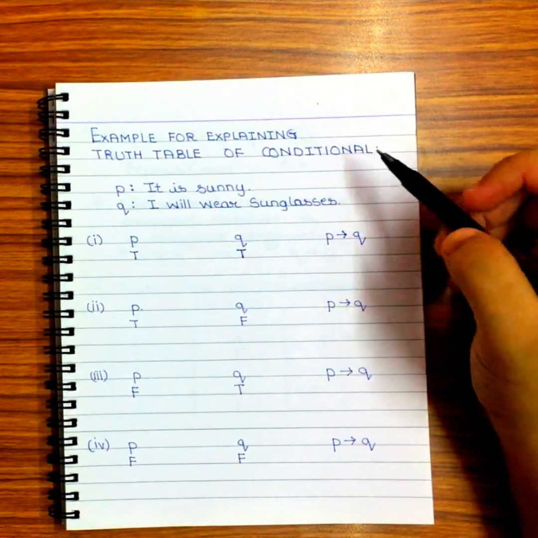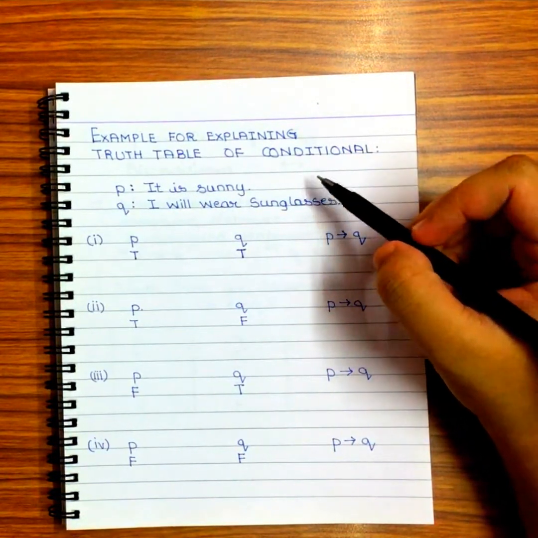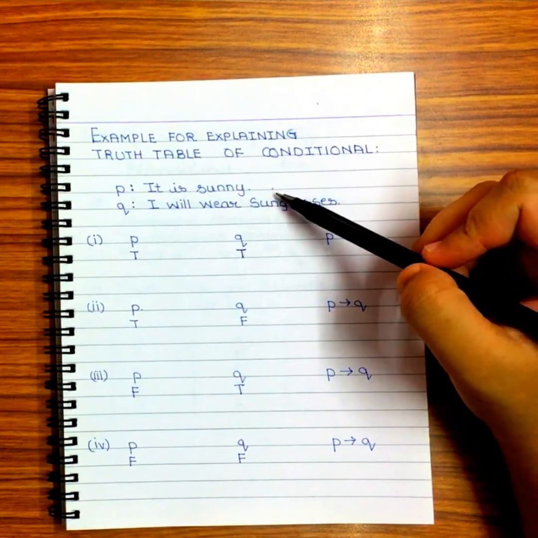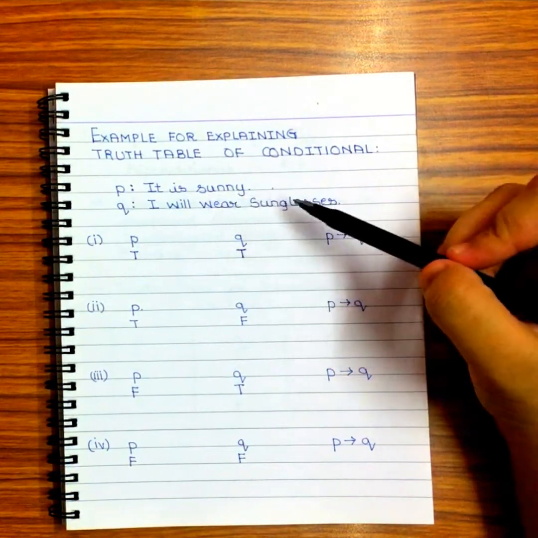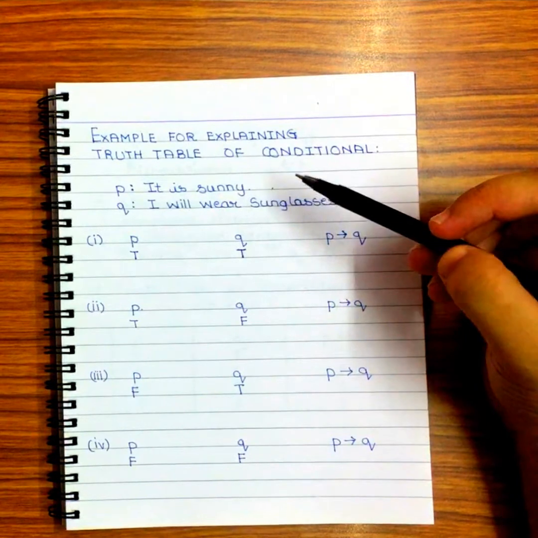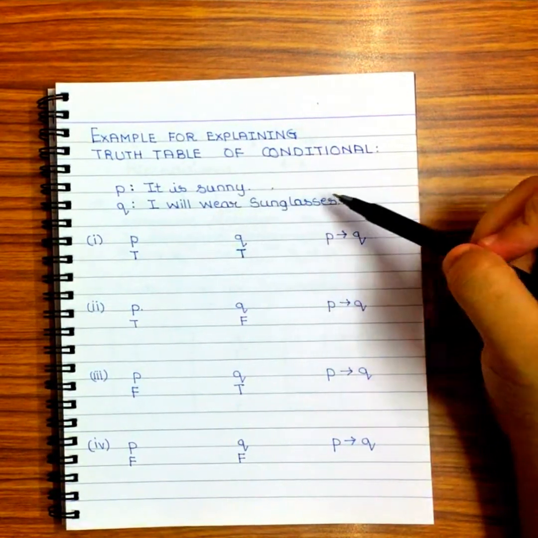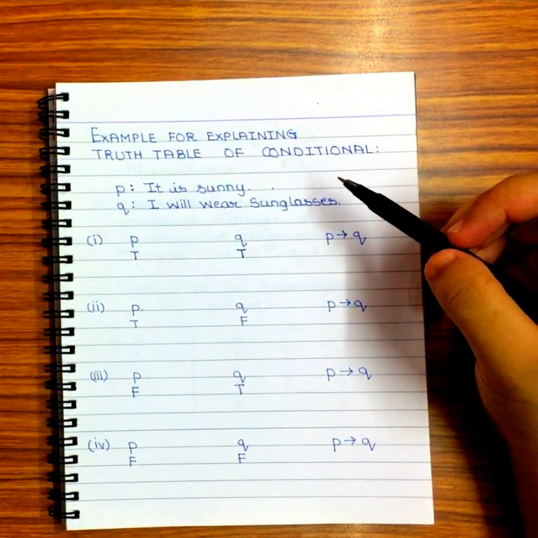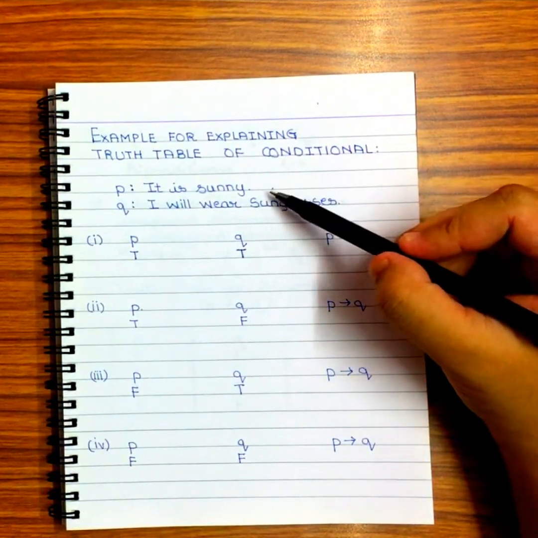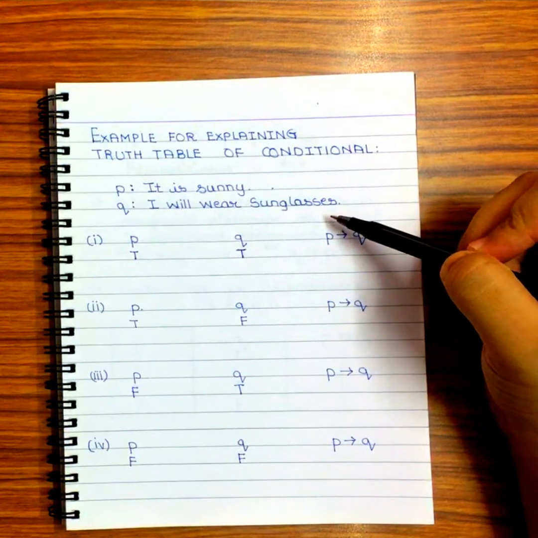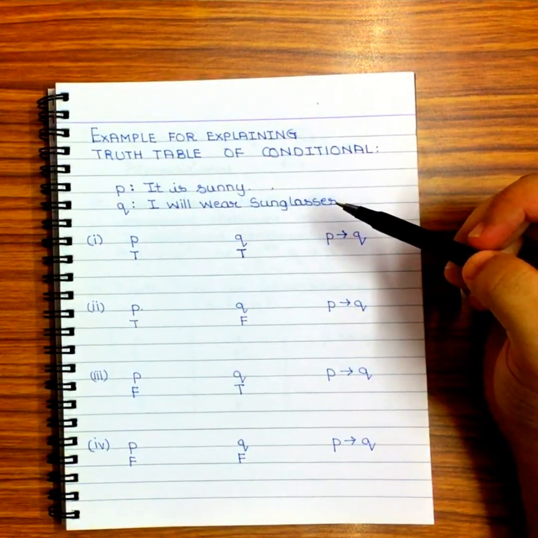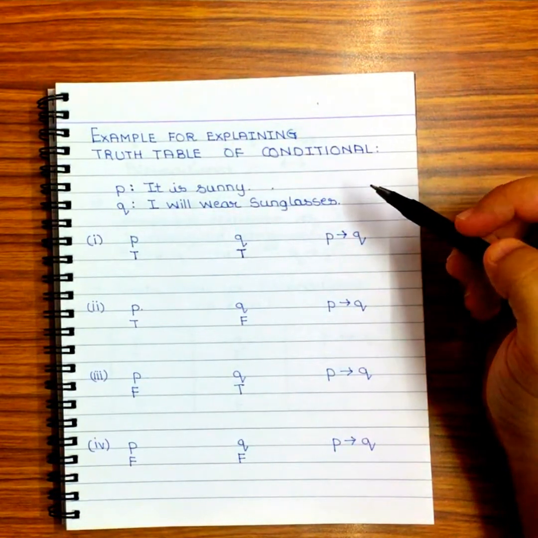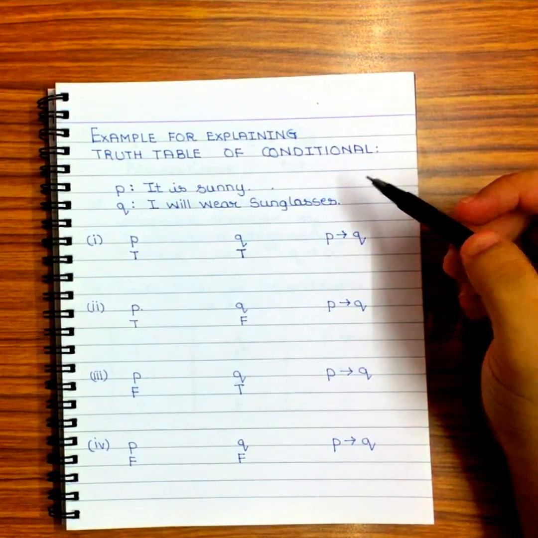Okay, now what I have taken here, my hypothesis is it is sunny. And my conclusion, or my desired output you can say, is I will wear sunglasses. So to begin with, keep this primary sentence in your mind: if it is sunny then I will wear sunglasses. मतलब अगर वेदर सनी होगा तो मैं सनग्लासेस पहनूंगा. ठीक है, चलो लेट्स स्टार्ट विद इट.